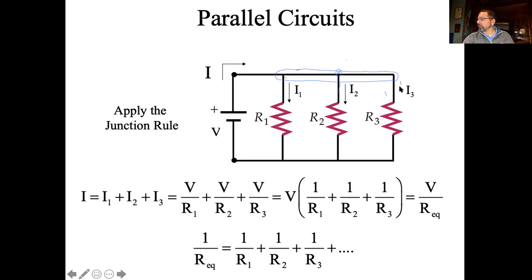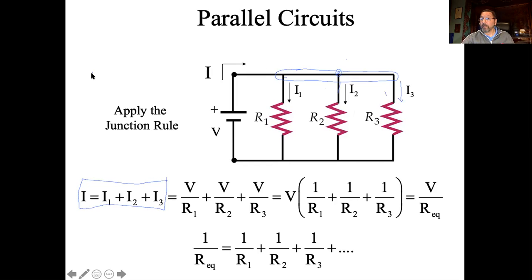And I noticed the arrow is missing for I3 right here. Okay, but the current going in is equal to the sum of the 3 currents going out. And that's a mathematical statement right there in the box I'm drawing of Kirchhoff's junction rule for 3 resistors in this case.